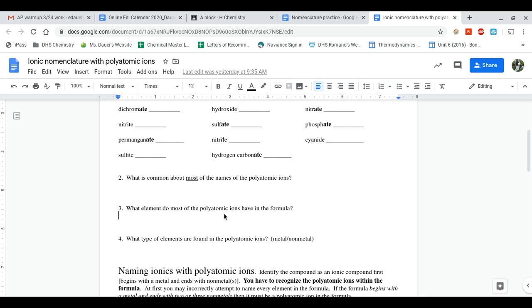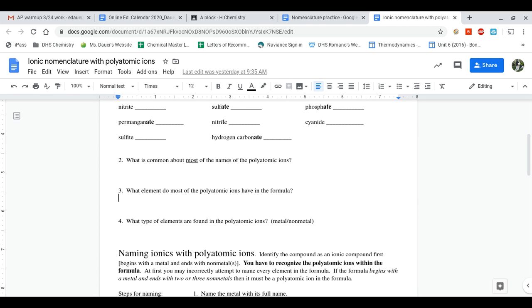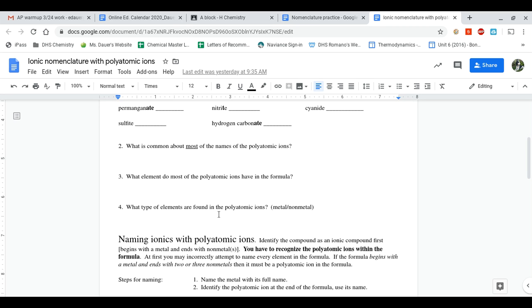Number 3, what element do most polyatomic ions have in their formula? This is oxygen. That's kind of what we're looking at here. We had a special term for these. This is just that first grouping, I should say, that table on your polyatomic ions. We call these the oxyanions. So because they have oxygen in them, their number of oxygens follows that ATE, ITE rule. We have a ton of other polyatomic ions that, of course, do not follow this rule. What type of elements are found in polyatomic ions, metals or nonmetals?